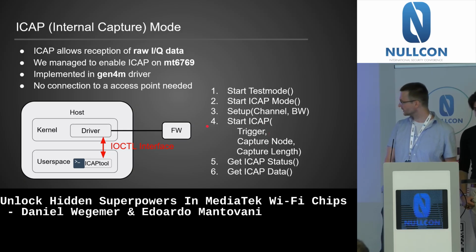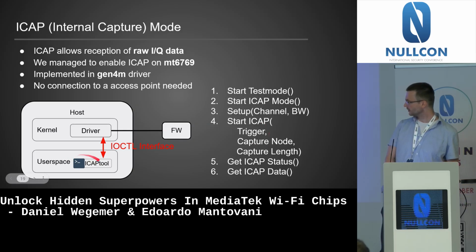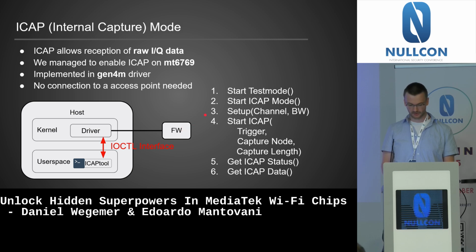So the diagram looks a bit like this. We have a user space tool, which we call ICAP tool, and then we used an IOCTL interface to talk to the driver, which in return talks to the firmware. And the steps which we need to do are here on the bottom right side. So we first need to start the test mode. Within test mode, we go into ICAP mode, then we set up the channel and bandwidth which we want to receive at, and then we can set up the ICAP mode itself.